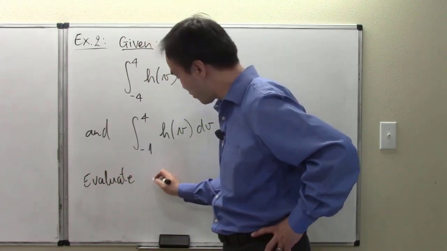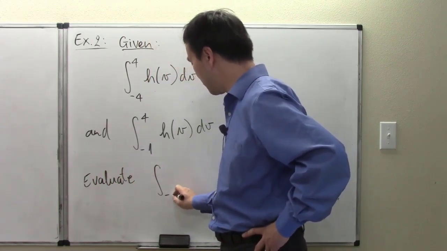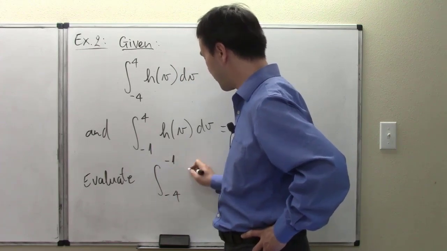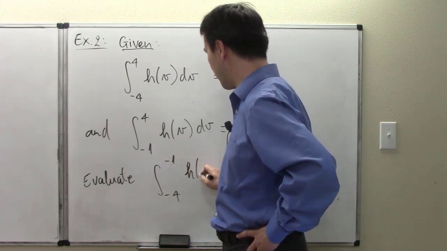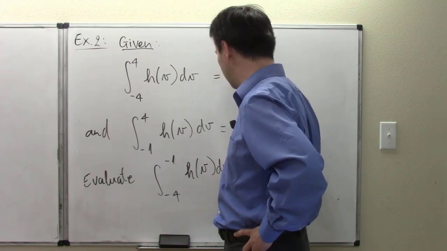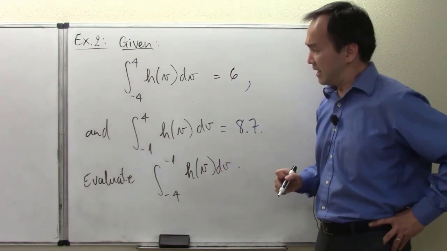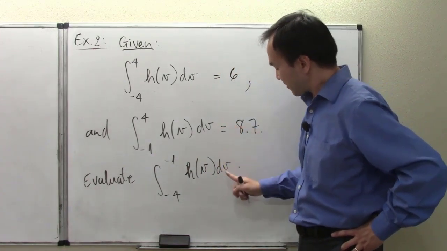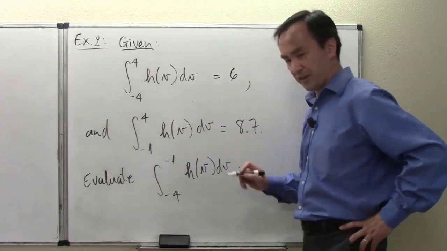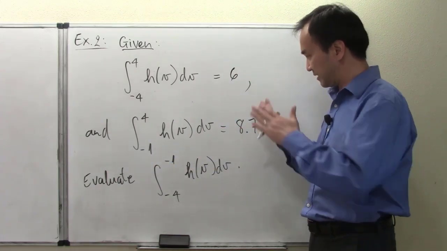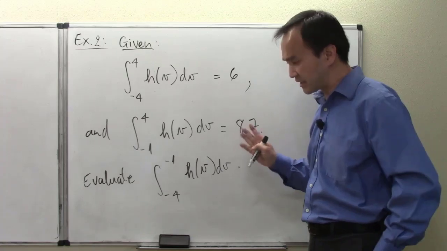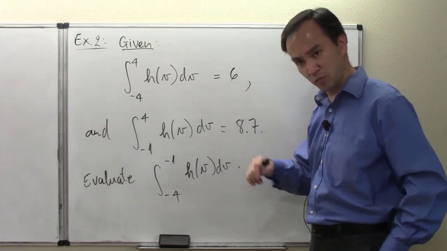Okay, so evaluate the integral from -4 to -1 of the function h of v dv. Okay, and so now this is our goal right here. So with this function, with this example over here, it's a direct application of one of those properties that we have learned.